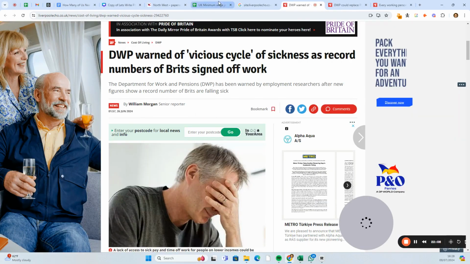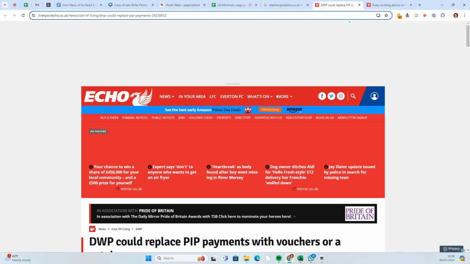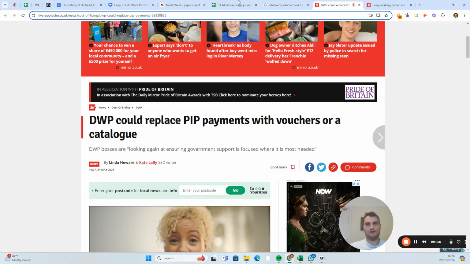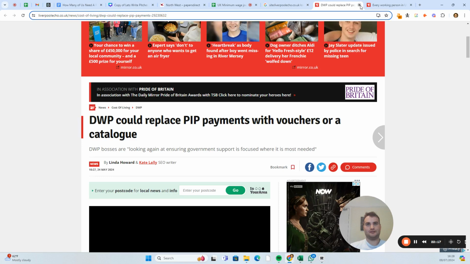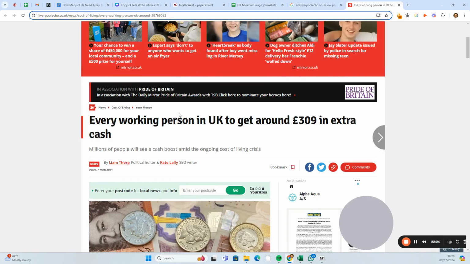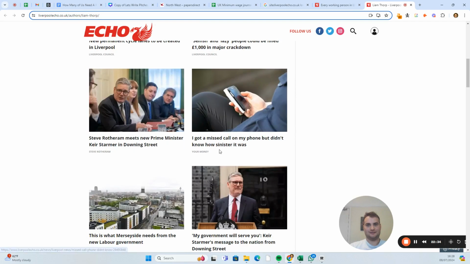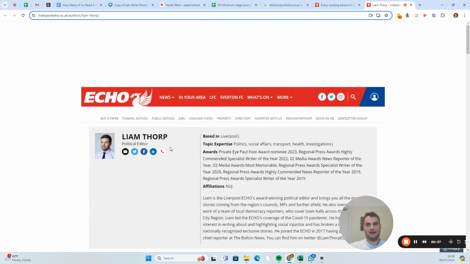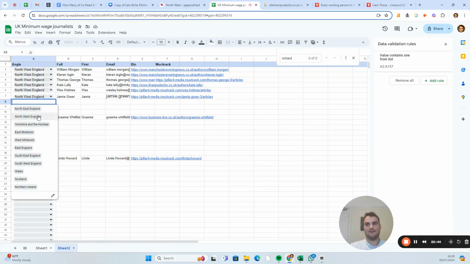William Morgan. He's already on our list, isn't he? Linda Howard. Kate Lally's already on our list. Linda Howard is also already on our list. Liam Thorpe and Kate Lally. Liam Thorpe. Politics, social affairs. Yeah, so I'm going to add him as well. Social affairs falls under what we're doing, and he covers Liverpool, so social affairs.